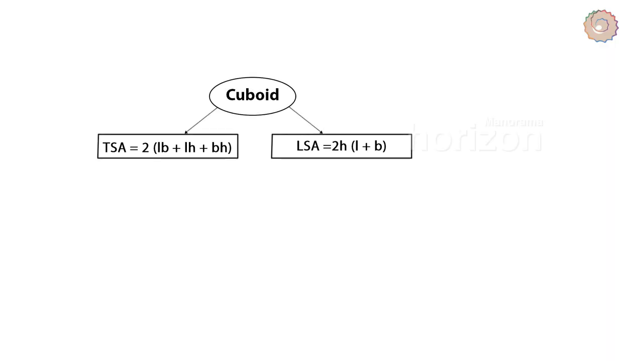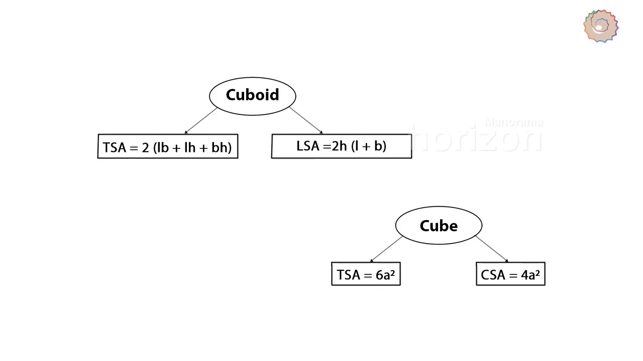Let's summarize. Total surface area of a cuboid is given by 2 times LB plus LH plus BH. Lateral surface area of a cuboid is given by 2h times L plus B. And total surface area of a cube is 6 times a square and lateral surface area of a cube is given by 4a square.